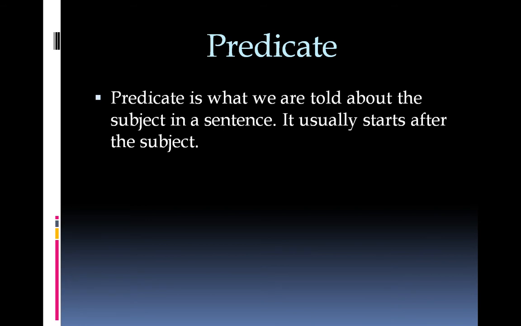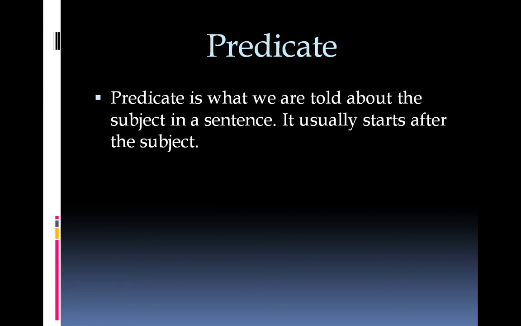Next is predicate. A sentence can be divided into two basic parts. Number one, the person or thing about which the sentence is. That's called the subject of the sentence. And number two, the information that we are given about that subject in the sentence. Whatever we are told about the subject in the sentence, that's called predicate. Predicate is what we are told about the subject in a sentence. It usually starts after the subject.